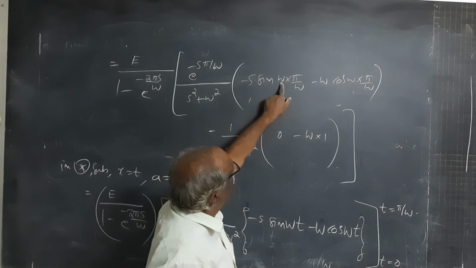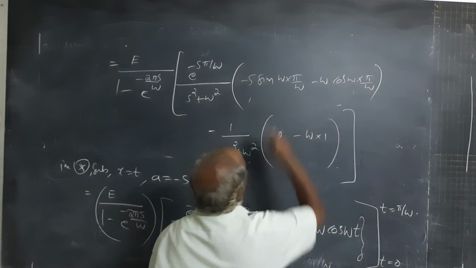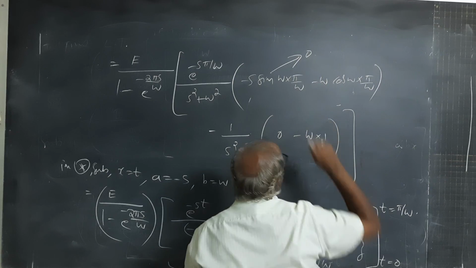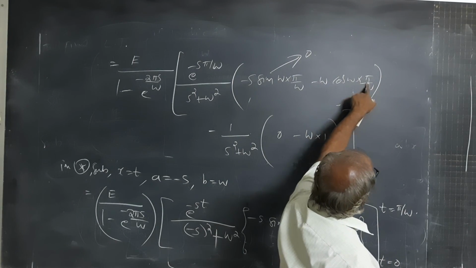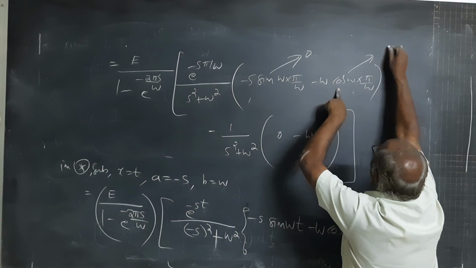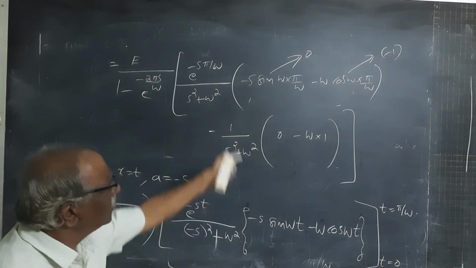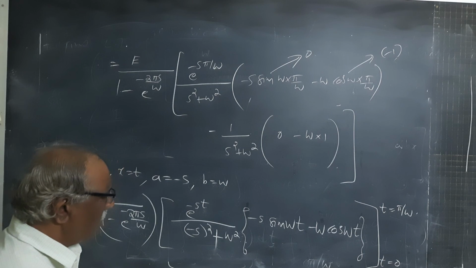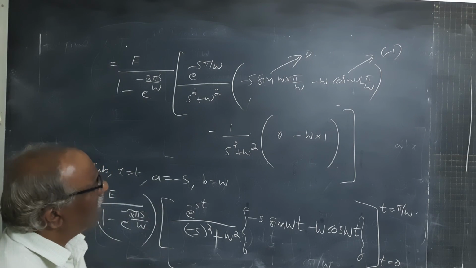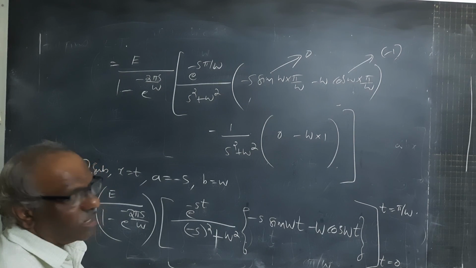Here note the point: omega cancels, sin pi, what is the value of sin pi? This becomes 0. Omega cancels, cos pi, what is the value of cos pi? This becomes minus 1, into minus omega. So that, everything is almost over. Okay, let us stop at this point.